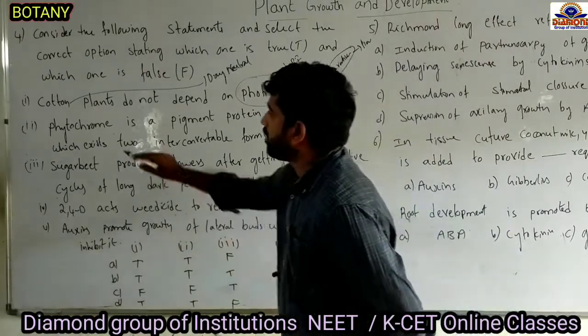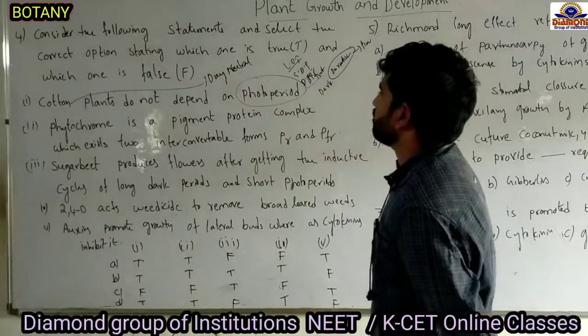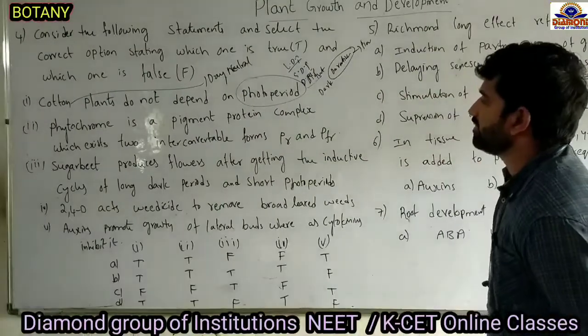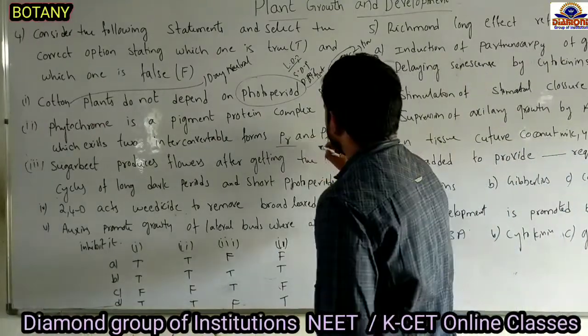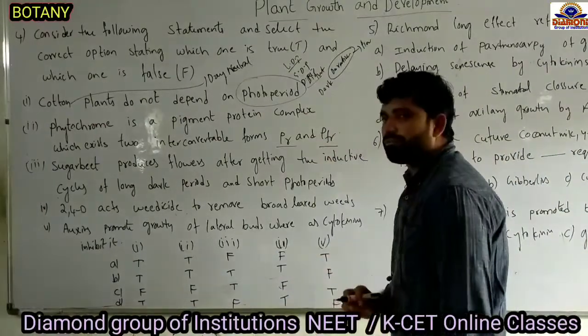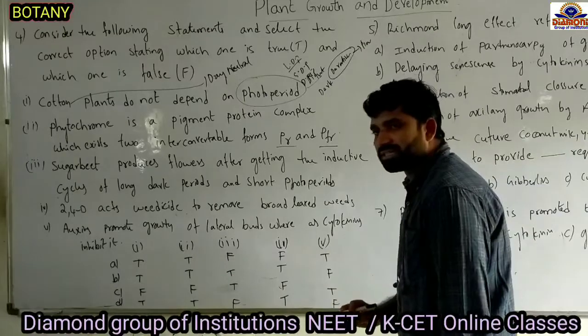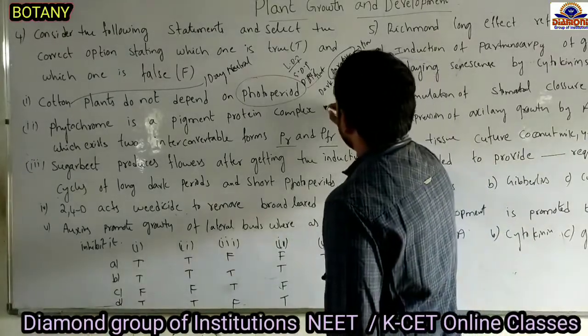And option 2, phytochrome is a pigment protein complex which exists in two interconvertible forms, that is Pr and Pfr. At the time of photoperiodism only, we are going to discuss phytochromes.